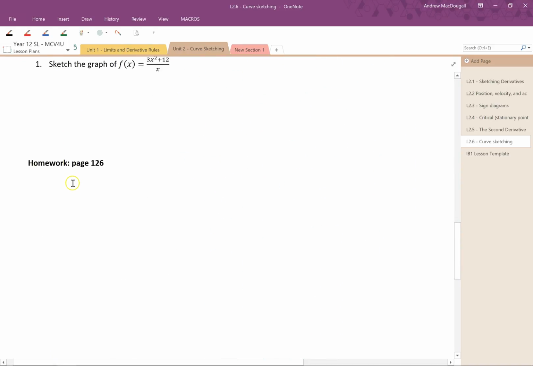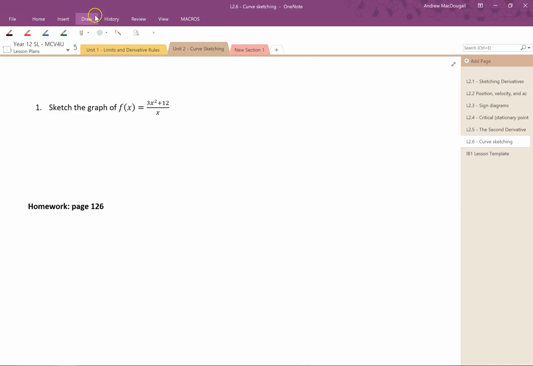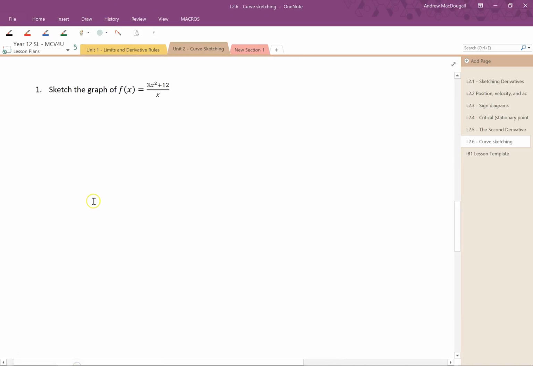Okay, let's take a look at another example. I'm going to need some more space. Give myself lots of room. And we're going to want to do all the same stuff as before. So let's do x-intercepts. For x-intercepts, we set y equal to 0.